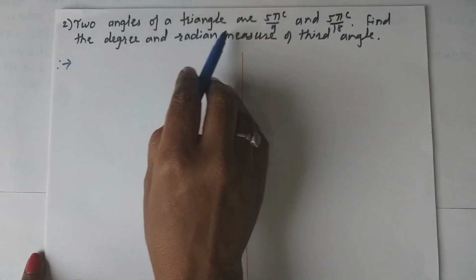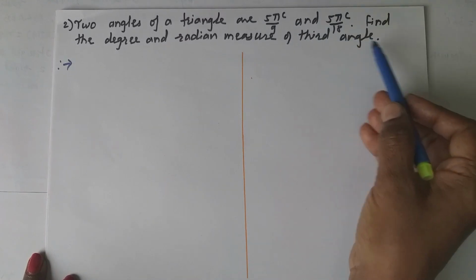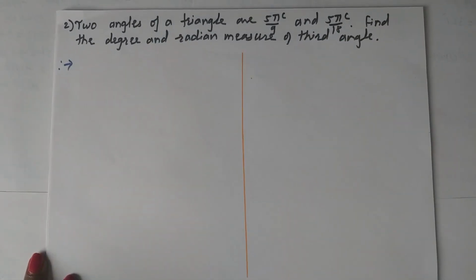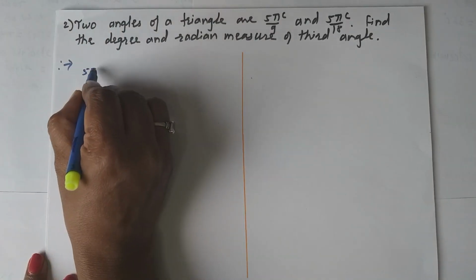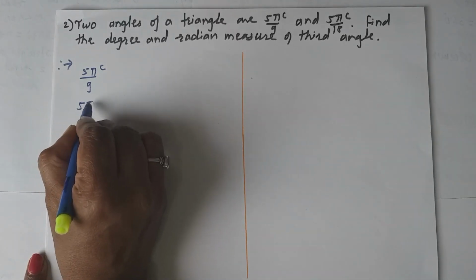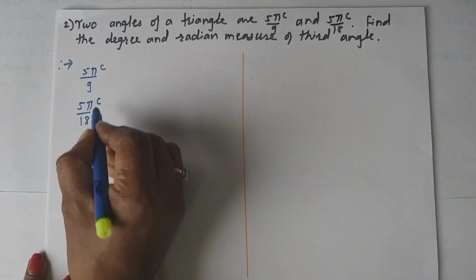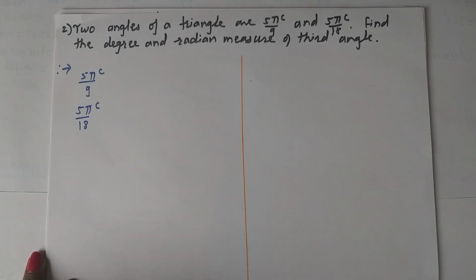Two angles of a triangle are 5 pi by 9 radians and 5 pi by 18 radians. Find the degree and radian measure of the third angle. Let's see what is given here. Two angles are given, that is 5 pi by 9 and 5 pi by 18. First, I will convert these radian angles into degree.